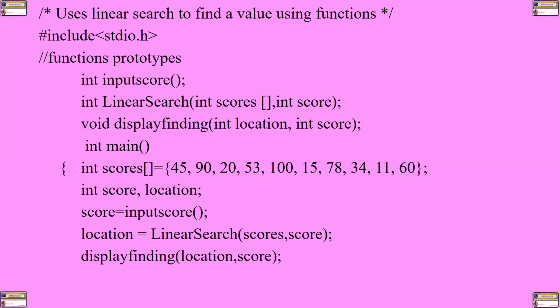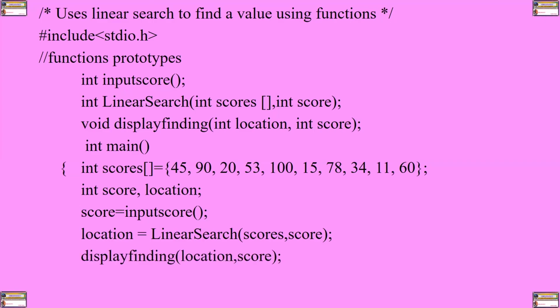And the next statement is telling the processor to go and execute the tasks found in the function called display finding. And as it does that, it should send with it two values or two memory locations. One is location, and the other one is score. So this function is being invoked and sent two values: one is the value found in the memory location called location, and the second is the value found in memory location called score.